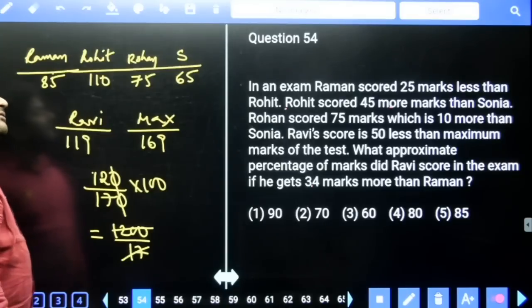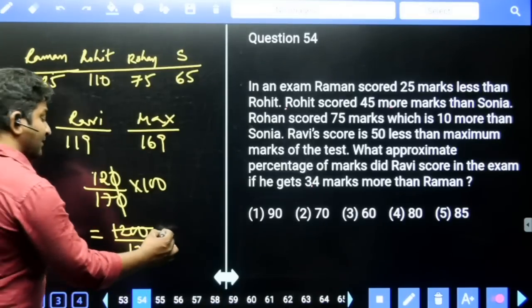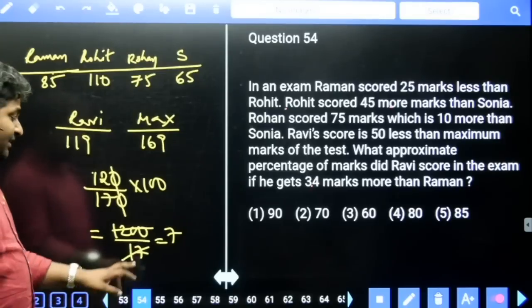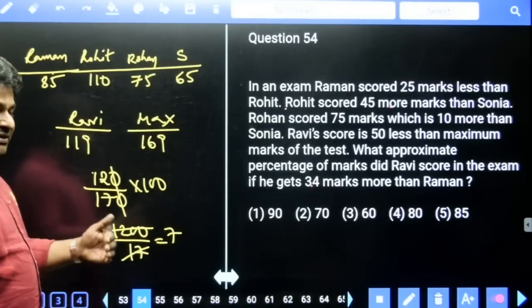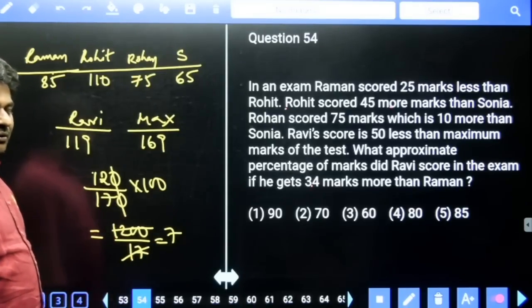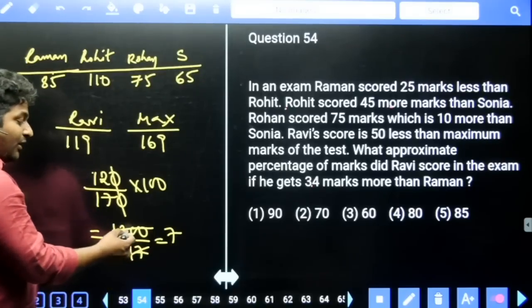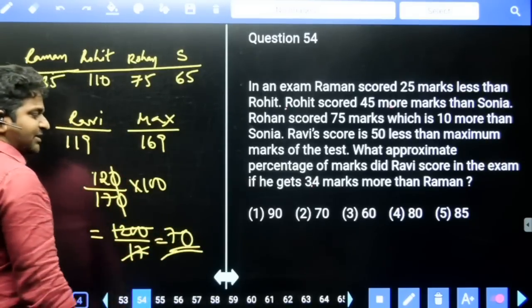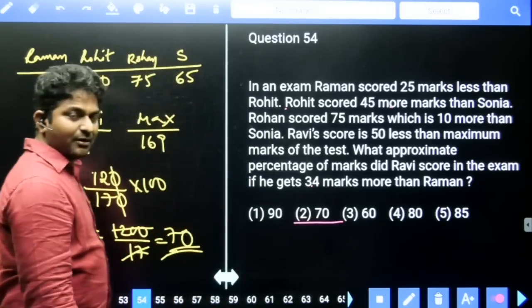7 times 70, 49. 119. Yes. 17, 7 times. 10 into 7, 70. 7 into 7, 49. 70 plus 49 is equal to 119. 120 we have, still we have 1 more. So the answer should be approximately 70 percentage, which is equal to the second option.